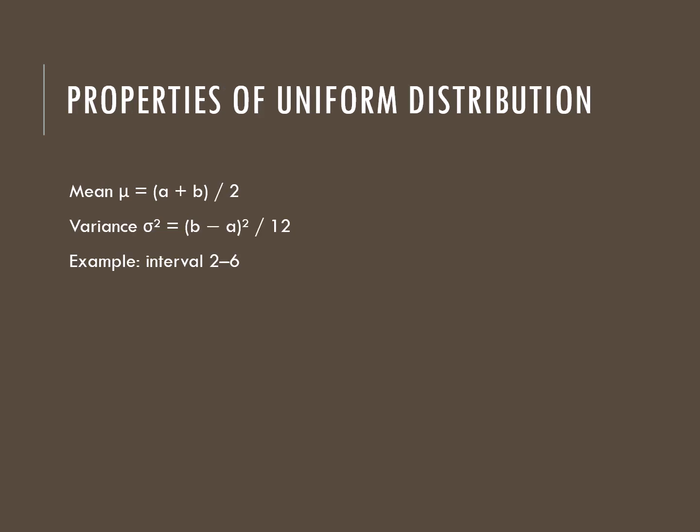Properties of the uniform distribution. The mean is the average of the minimum and maximum values, which means the center of the distribution is exactly in the middle. The variance depends on how wide the interval is. A wider interval means a larger variance. For example, for values from 2 to 6, the mean is 4, which is the center of the interval.